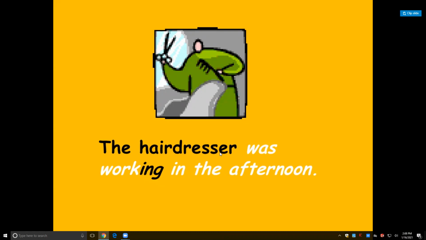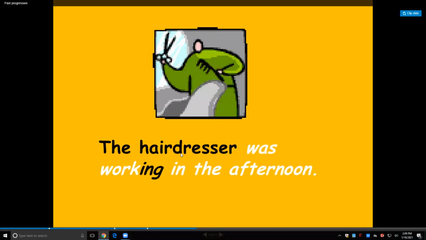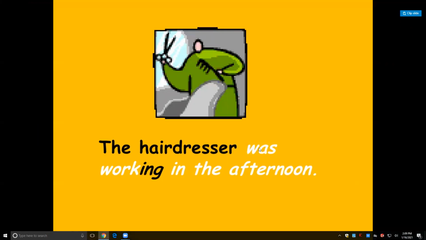As you can see here, in past progressive, we have the subject, and then we have the auxiliary verb was, and then the ing form of the verb, and the rest of the sentence. Now your subject plus your auxiliary verb. There are two auxiliary verbs in past progressive tense, was and were. With I we use was, with you we use were, with they we use were, with he, she, and one name we use was.